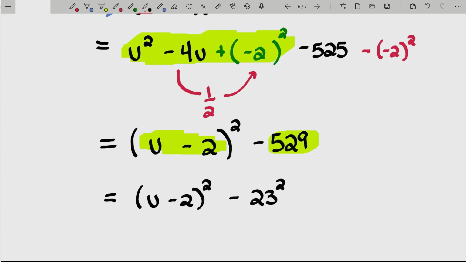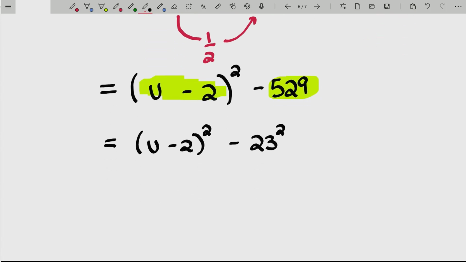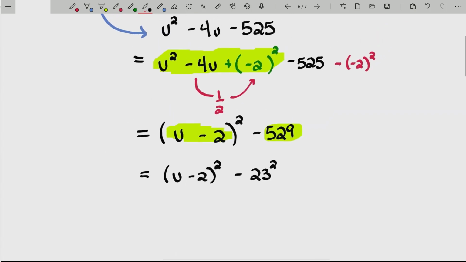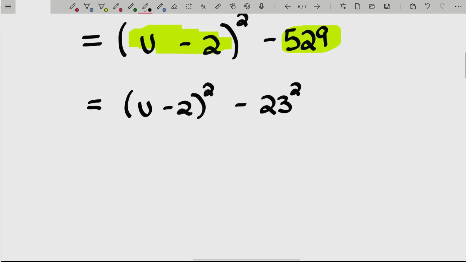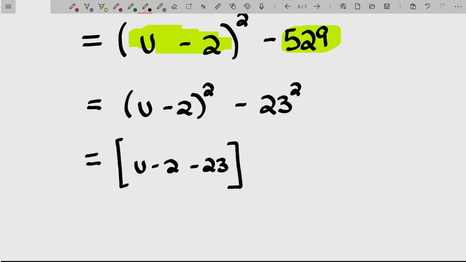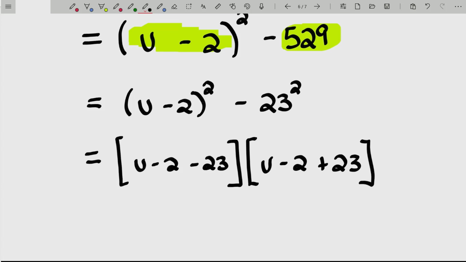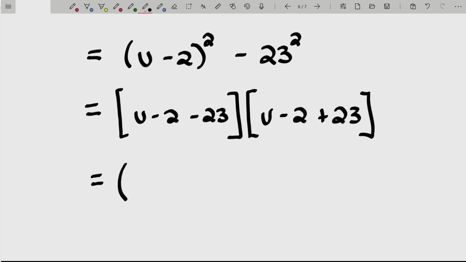And you can factor that as a difference of squares. Notice that I'm constantly looking for patterns. I'm looking for that difference of squares, difference of cubes, sums of cubes. Any pattern that I can find, I'm going to take advantage of. And so this pattern allows me to say it's u minus 2 minus 23 and a u minus 2 plus a 23, right? First minus last, first plus last. And remember to do your arithmetic in the end, that's u minus 25 times u, let's see, plus 21.